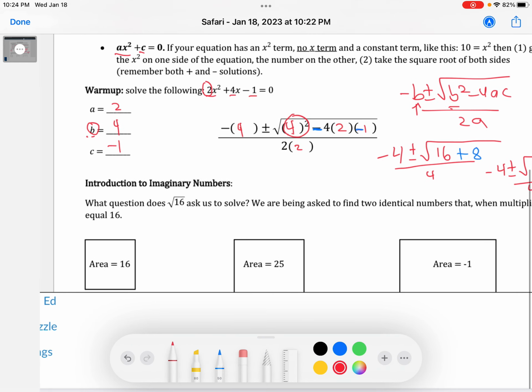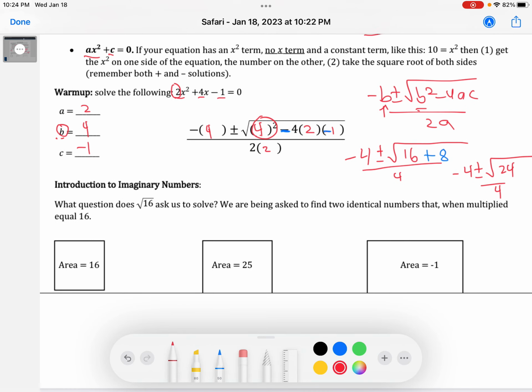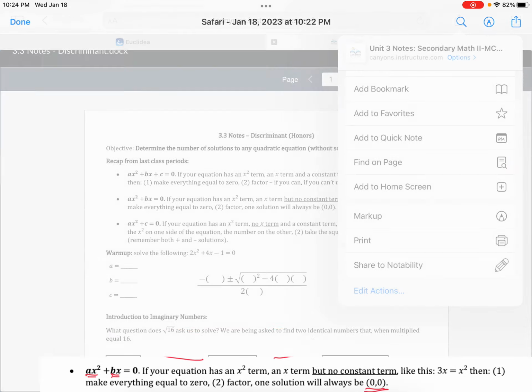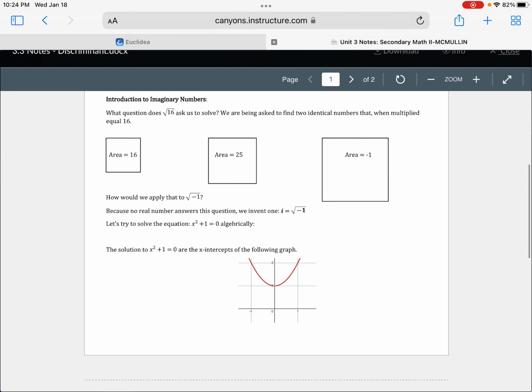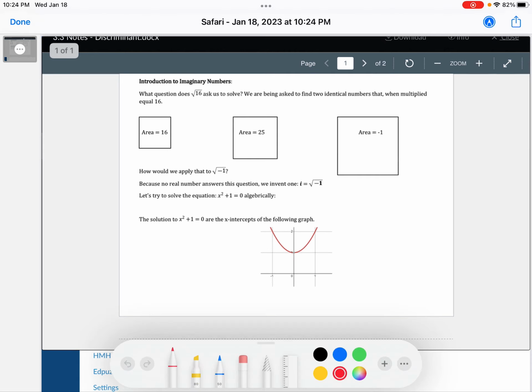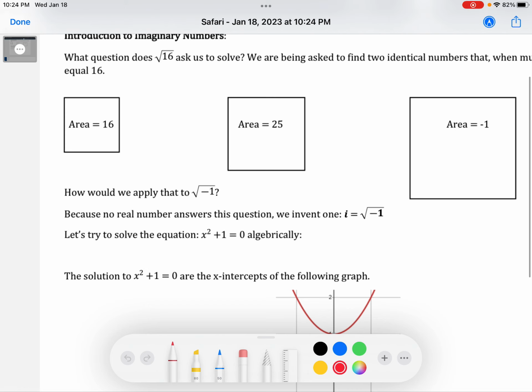Okay, so let's talk about square roots one more time and about imaginary numbers. Let me just go up here. Okay, so let's suppose you wanted to make a building that had an area of 16. Then you'd want to do 4 and 4, because 4 times 4 is 16. If you had an area of 25, you'd want to do 5 and 5, because 5 times 5 is 25.